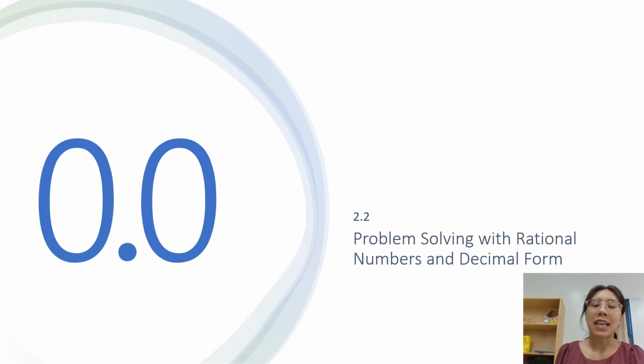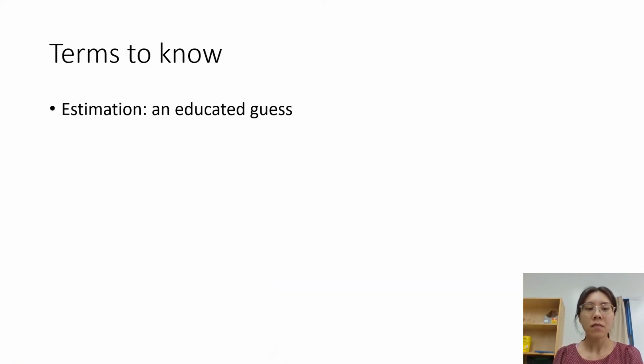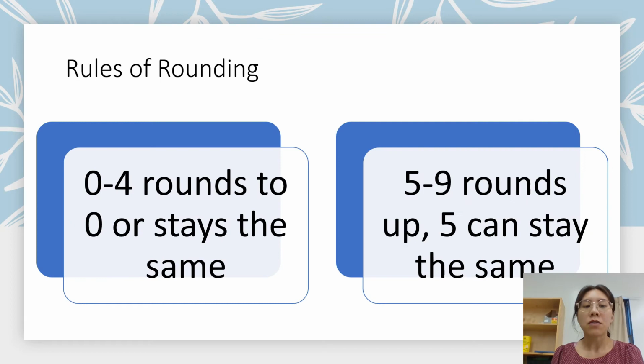So in our lesson today, we are going to talk about problem solving with rational numbers in decimal form. Some terms that I would like you to make sure that you understand include estimation. Estimation is an educated guess, and there are times where we might have to make an educated guess. Just some rules of rounding as review.